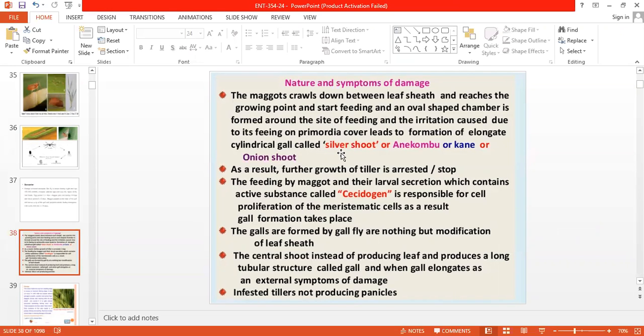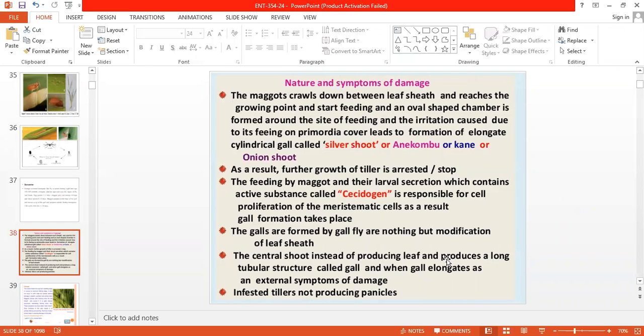That's why it is called a gall midge or gall fly. Due to the infestation of maggots, the cells become elongated and form a gall-like structure, and due to that infestation the growth of the tiller is arrested or stopped. The feeding by maggots and their larval secretion contains an active substance called cystidogen, which is responsible for the proliferation of the meristematic cells. As a result, gall formation takes place.